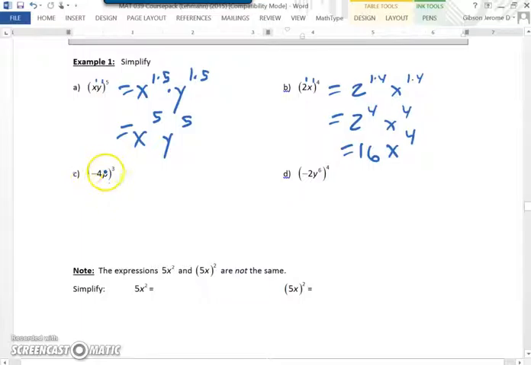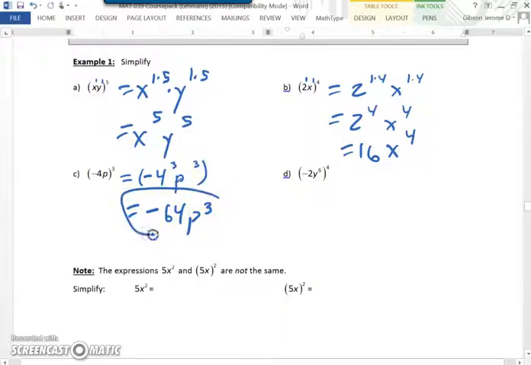Now look here at c. Now remember, everything in this parenthesis is taken to this third power. So basically, I think it would be a little easier if we just wrote this out. Well, we could do it like this here. In parentheses, we know that negative is taken to the third power, so it's still going to remain negative. This will end up being 4 to the third, p to the third, because both of them are taken to the first power. So this would be negative 4 to the third, which is 64, and then p to the third is just p to the third.